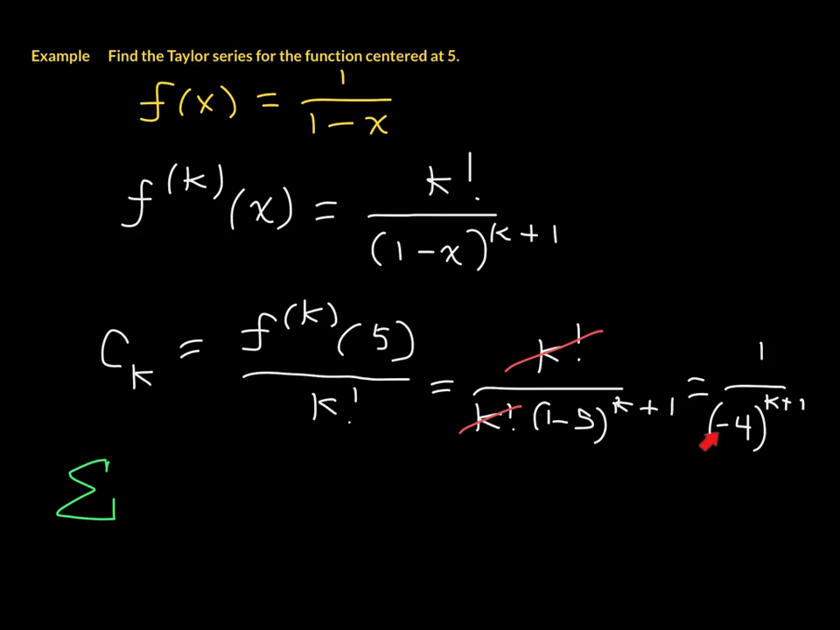This negative right here is going to make your signs alternate. Whether or not k plus 1, the power, is even or odd will make this positive, negative, positive, negative. So I can write that negative as a negative 1 raised to the power of k plus 1. And that way, my denominator is simply 4 raised to the power of k plus 1. Okay, that's a nicer way of writing that. And then your center is at 5. So it's x minus 5 to the power of k.